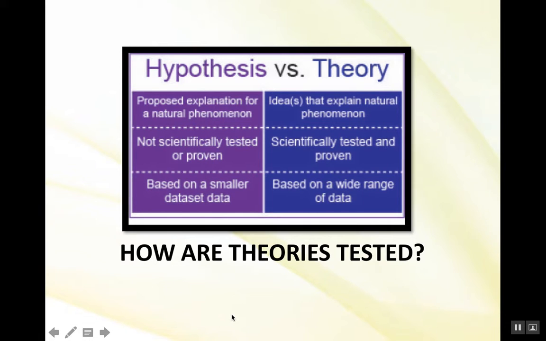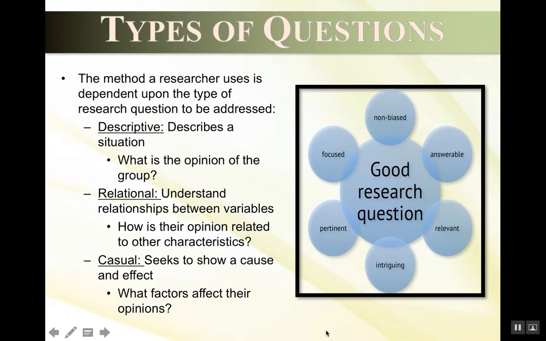So how are theories tested? They're tested in many, many different ways. Well, first off, the method that a researcher uses is dependent on the question that they create. So they may have to do a descriptive research because they're interested in understanding a situation. They want to describe a situation, what is going on. So an example of this would be, what is the opinion of the group? So what's the opinion? They would describe what the opinion is.